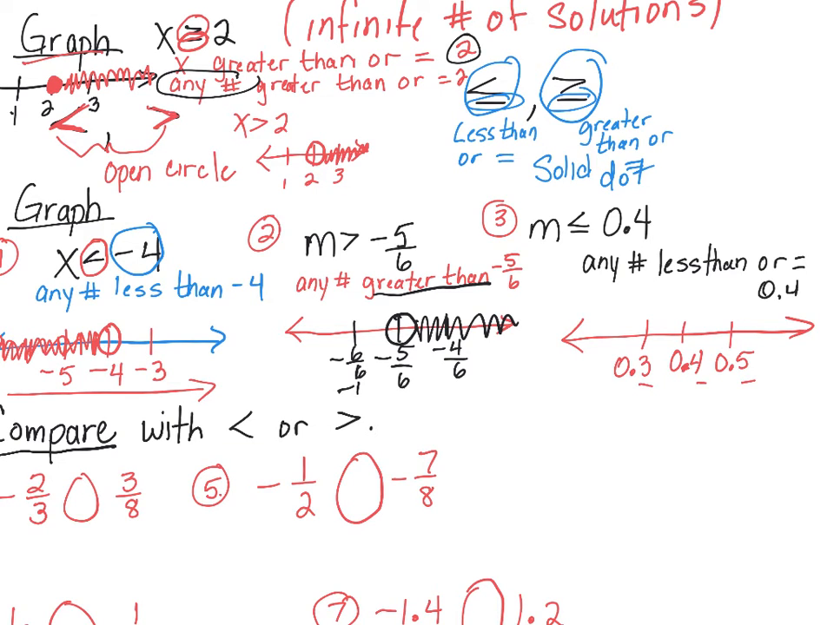Yeah. It's a solid dot because it's equal, and we're shading anything less than that. Which way is less on a number line, class? Left. So I shade left.